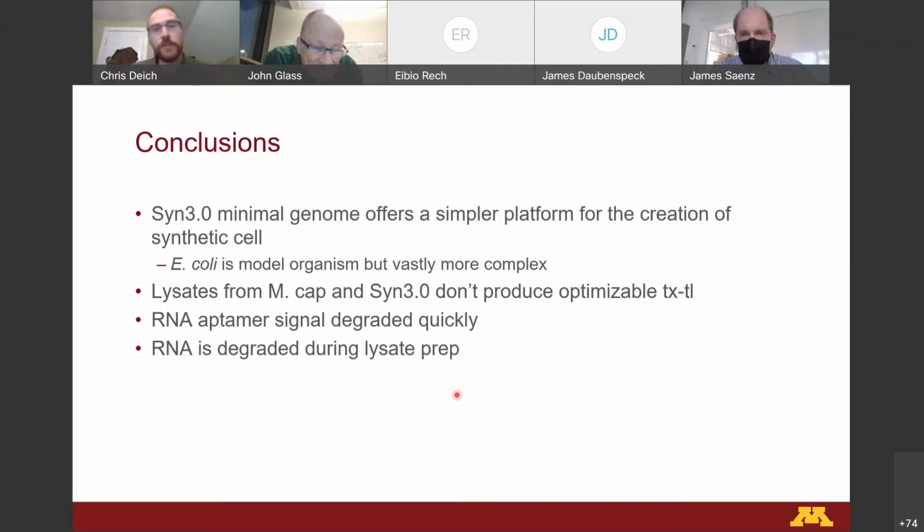And so from here, we did go further, trying to analyze exactly what the culprit was for this RNA degradation, but I'm going to save that for my collaborator as he goes more in depth on that.